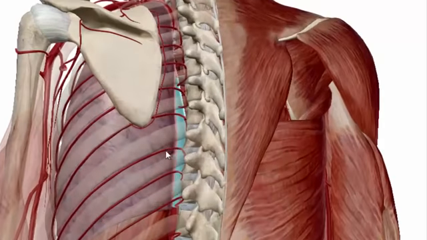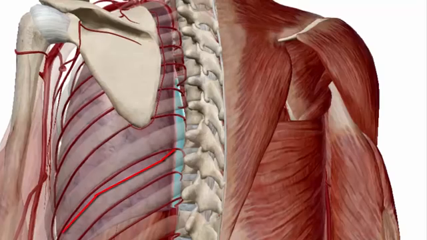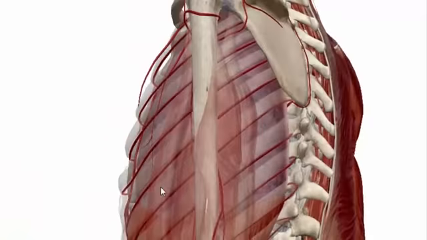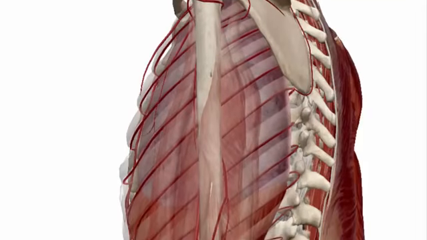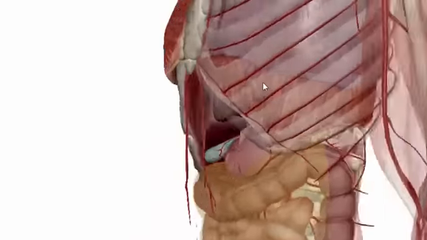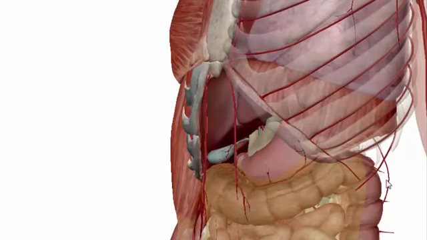Each posterior intercostal artery gives rise to a small collateral branch, which descends toward the upper margin of the rib below and goes forward along it. The lowest two posterior intercostal arteries do not enter the intercostal spaces. That's why they are called subcostal arteries.